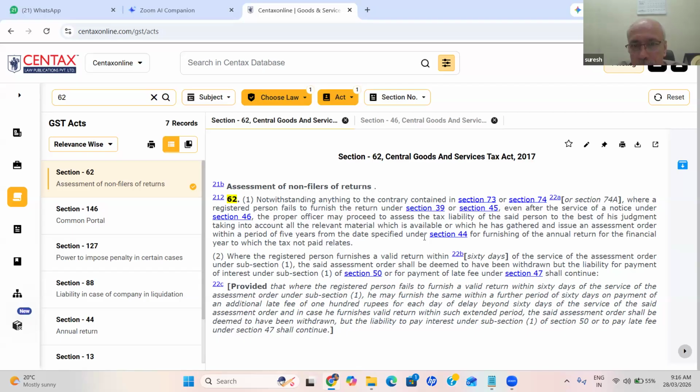I will deliberate on this first, that how the assessment is to be made, how it is to be done. So there is a standard operating procedure here. Standard operating procedure.